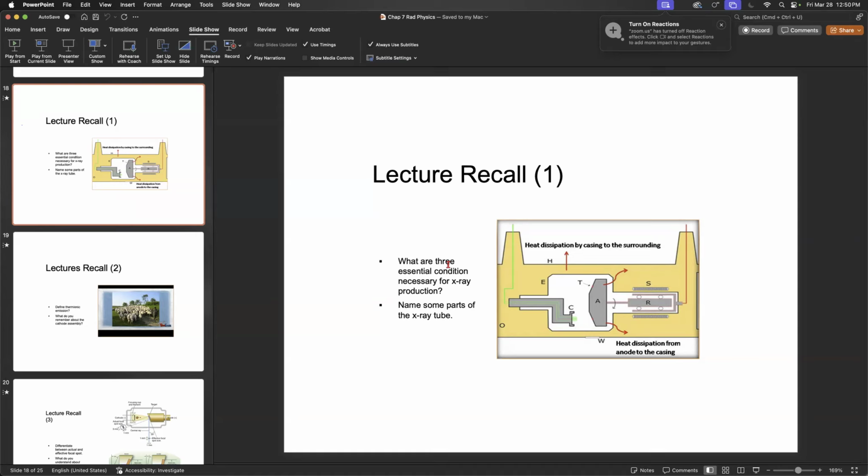Won't you need the thermionic emission first? Will that be the first step or no? Yeah, that's part of it. But there's another way we can say it.